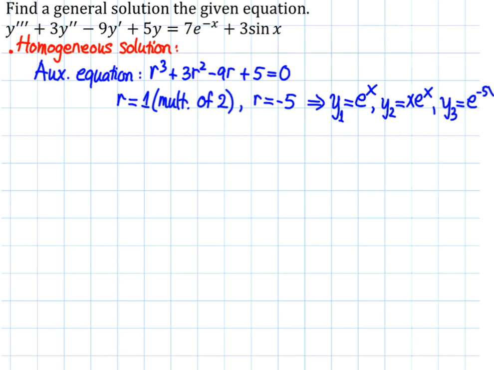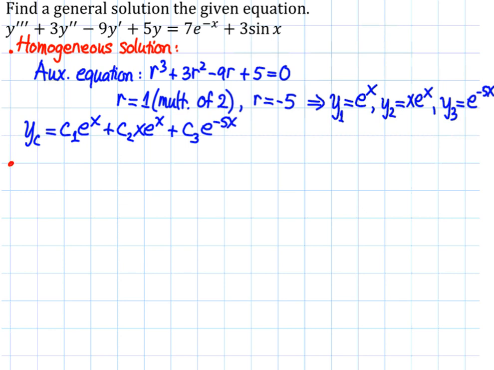And we have the general solution, or complementary solution: C1 e to the x, C2 x e to the x, and C3 e to the -5x. So that is the homogeneous solution.